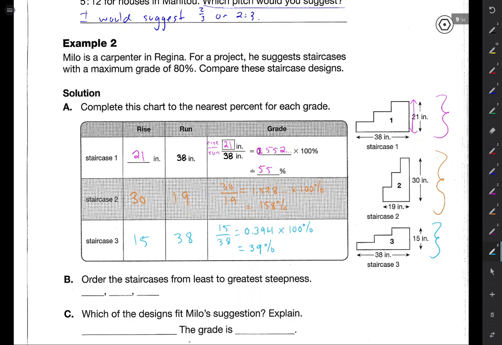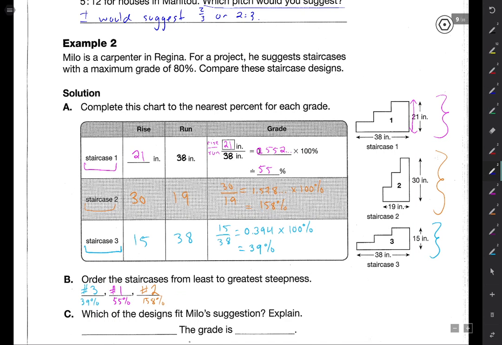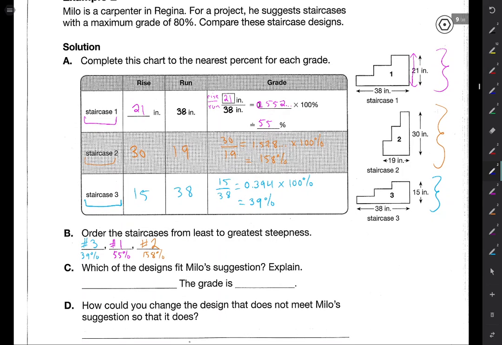So now let's order the staircases from least to greatest steepness. Least steepness will have the lowest grade. So we're going to start off, the lowest grade is staircase number 3. So I'm going to put number 3 here. Then the next highest steepness would be staircase number 1 with 55%. And then finally staircase number 2, which is 158%.